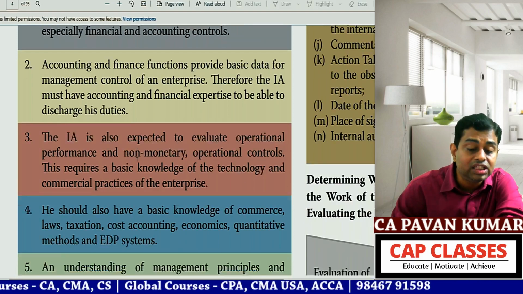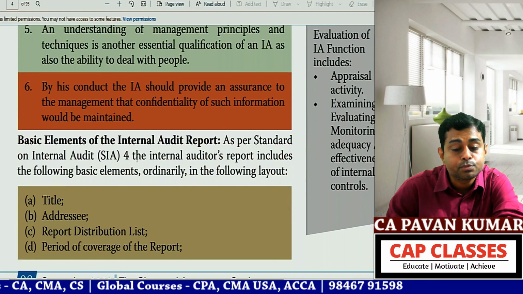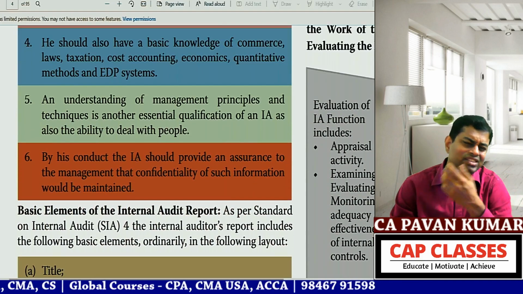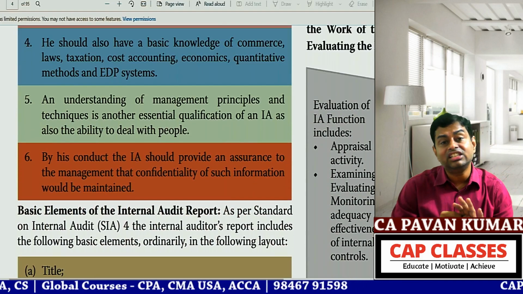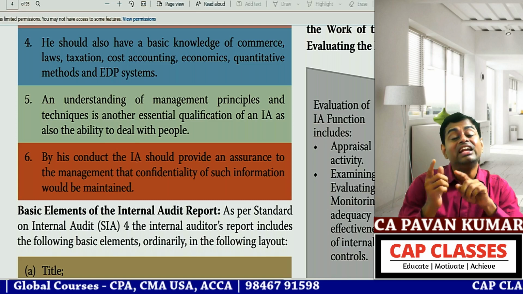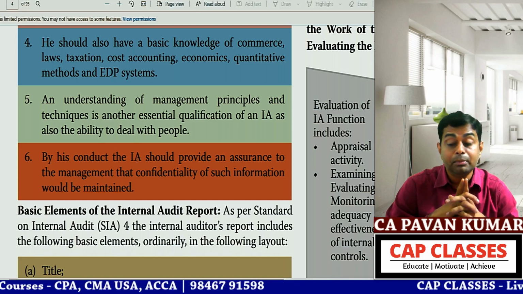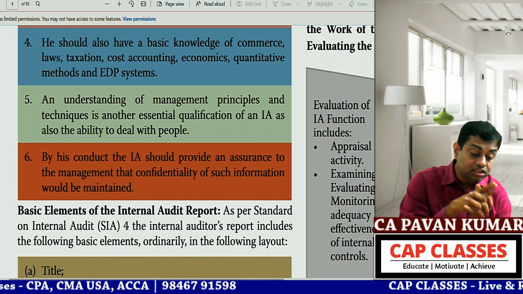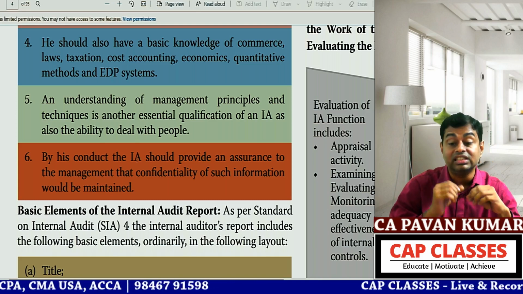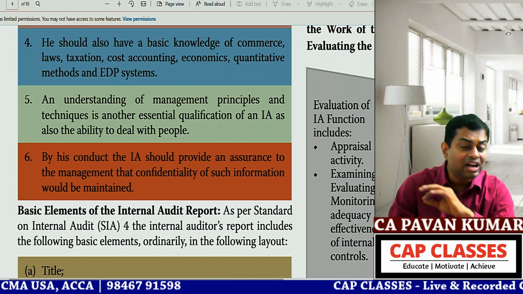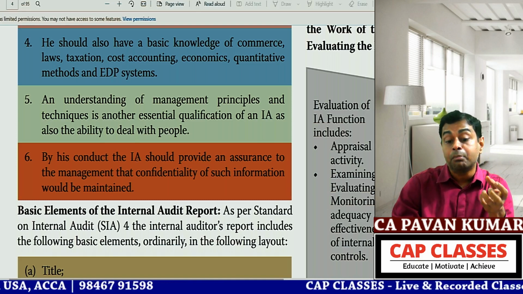SIA 4 deals with internal audit report, which is similar to your SA 700, but there will be one main difference. What will be the main difference, you know? The main difference between external auditor's report and internal audit report is that an external audit report never comprises recommendations.